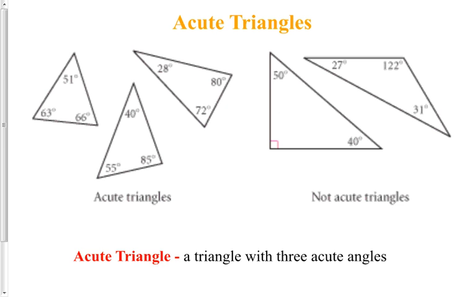Acute triangles. On the left, we have acute triangles, and looking carefully, you can see that the measure of each angle is less than 90 degrees. On the right, we have not acute triangles, and you can see that in each of those triangles, we have at least one angle that is at least 90 degrees. So the definition of acute triangle is a triangle with three acute angles.